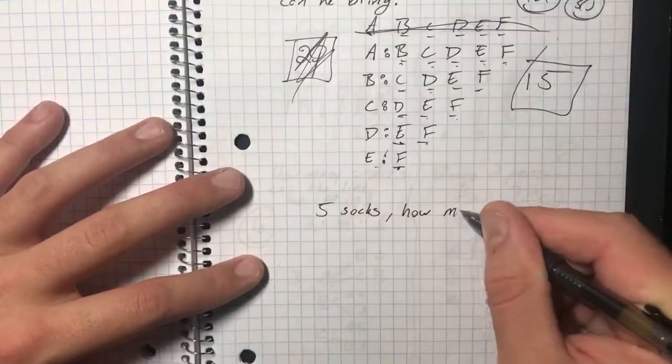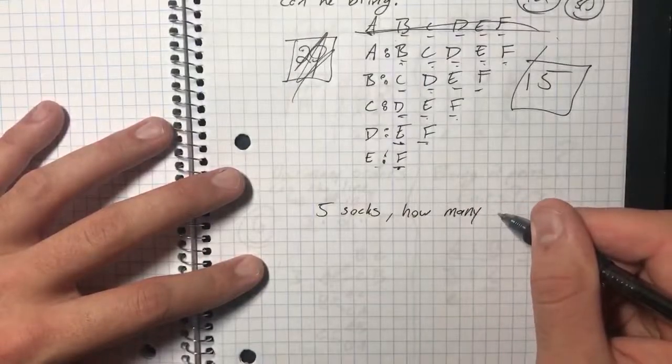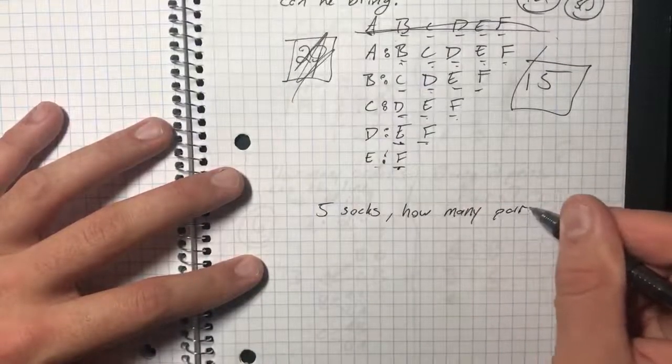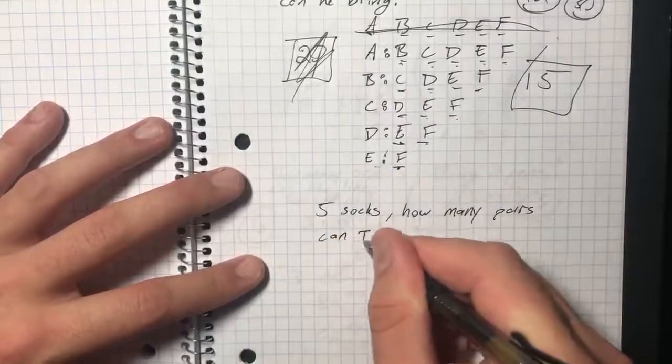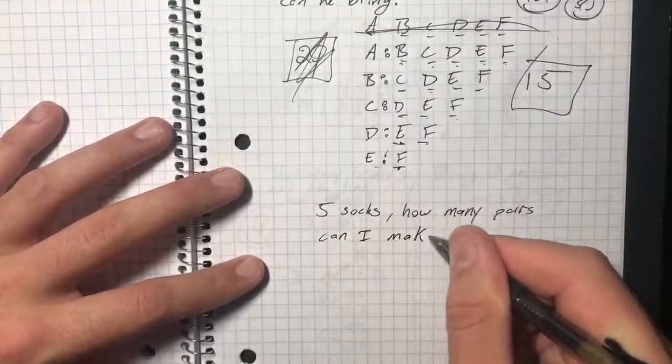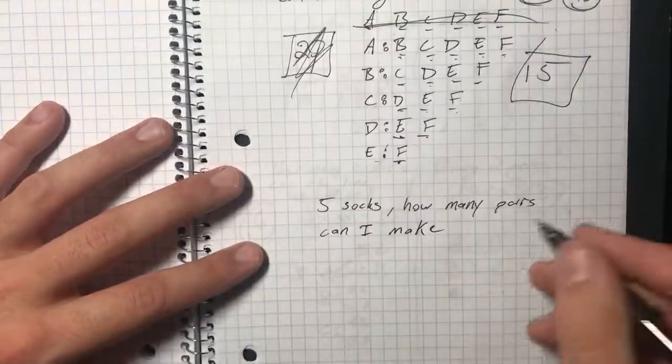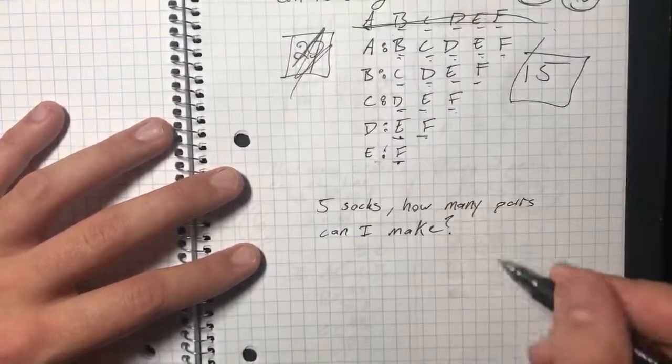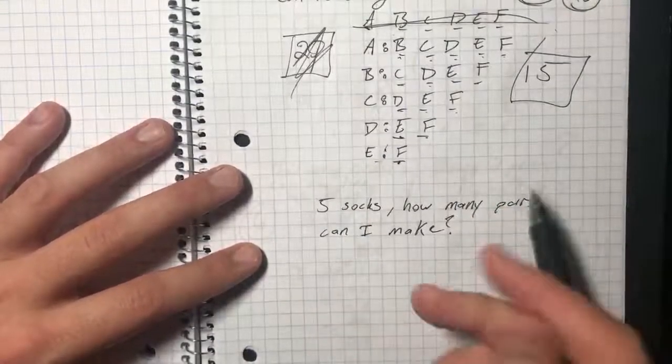How many pairs can I make? Right? And I'm talking about just making a pair of socks and throwing it into your suitcase. So how many pairs can I make if I have 5 socks? Like how many different pairs?